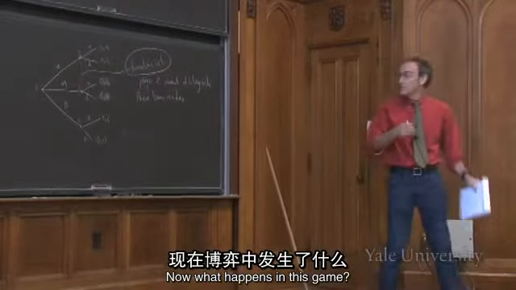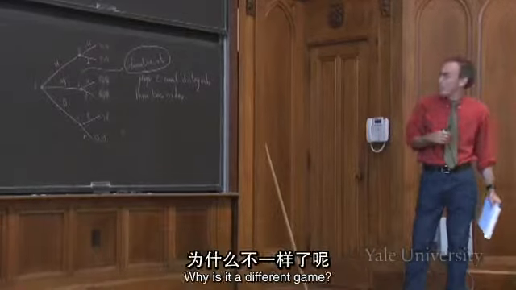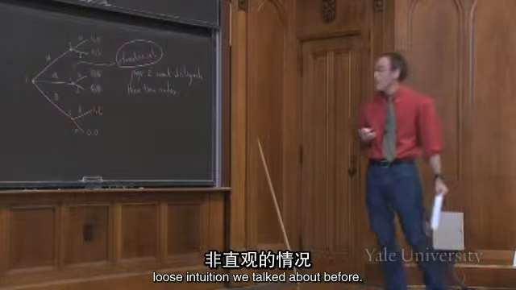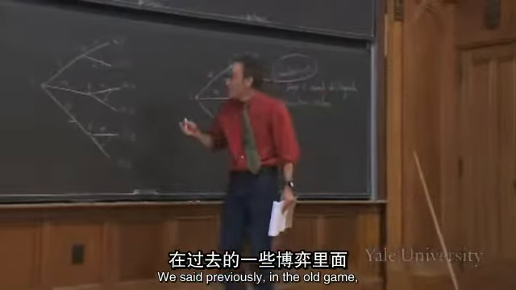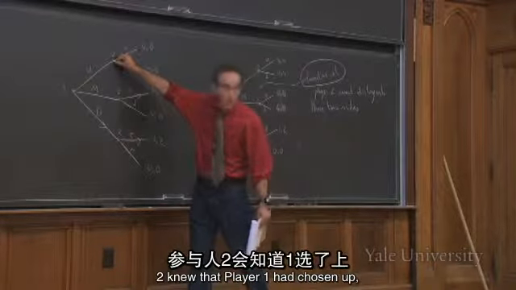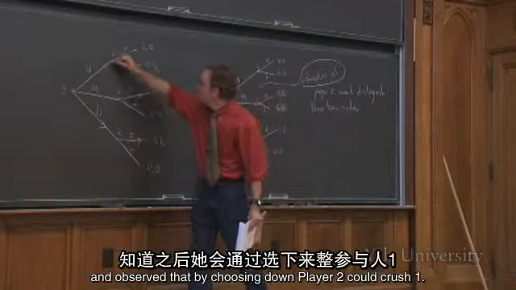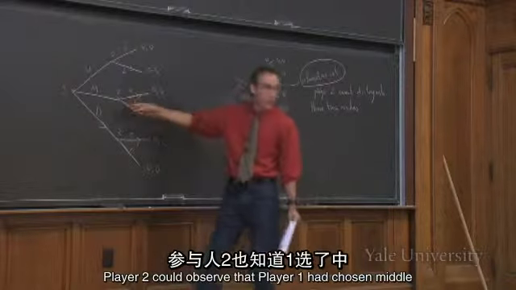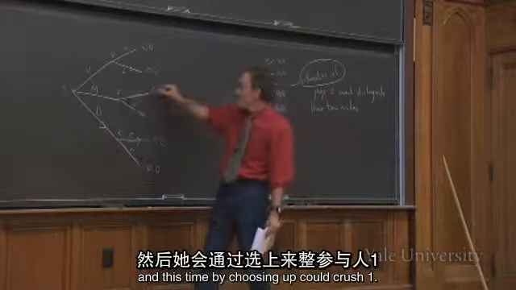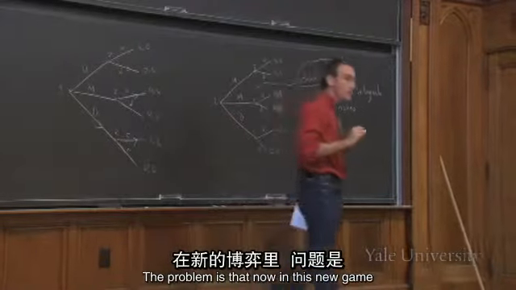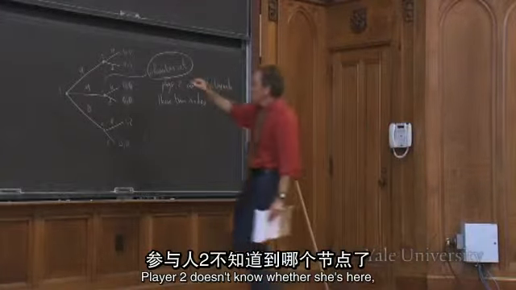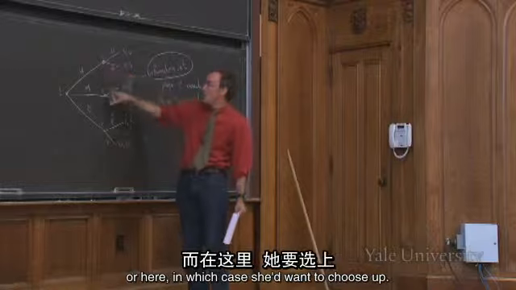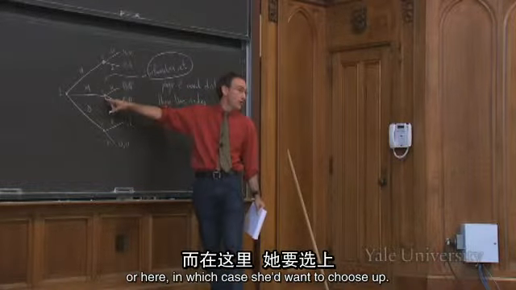Okay? Now, what happens in this game? This game is a very different game. Why is it a different game? Well, let's try and apply that loose intuition we talked about before. We said previously in the old game that if player one chose up, player two knew that and by choosing down, player two could crush one. And if player one chose middle, player two could observe that, and this time by choosing up could crush one. The problem is that now in this new game, player two doesn't know whether she's here, in which case she would want to choose down, or here, in which case she'd want to choose up.